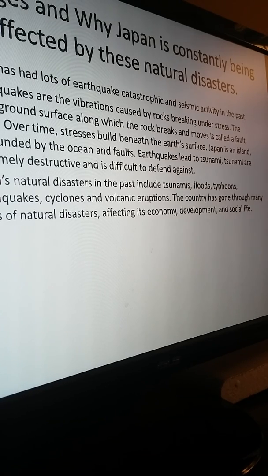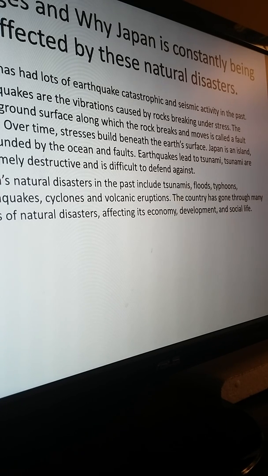Linkages and why Japan is constantly being affected by these natural disasters. Japan has had lots of earthquakes, catastrophic and seismic activity in the past. Earthquakes are the vibration caused by rocks breaking under stress. So when you're surrounded by faults and you're surrounded by the ocean, there's very little you can do to defend. You're a very vulnerable country at that point.